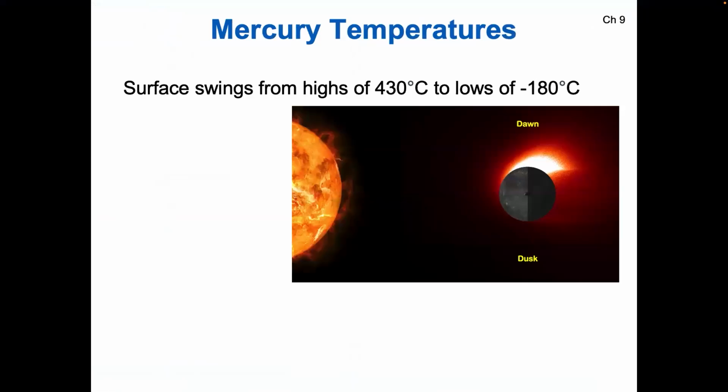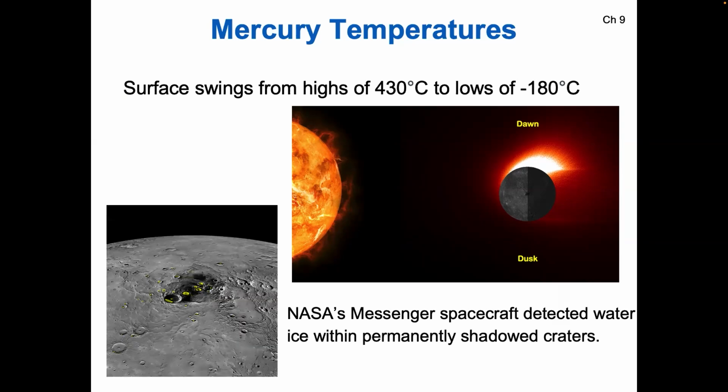Mercury also has extreme temperature swings. The surface will swing from highs of about 430 degrees Celsius to lows of about minus 180 degrees Celsius. As a reminder, you boil water at 100 degrees Celsius. So it gets plenty hot and it gets plenty cold on the surface of Mercury.